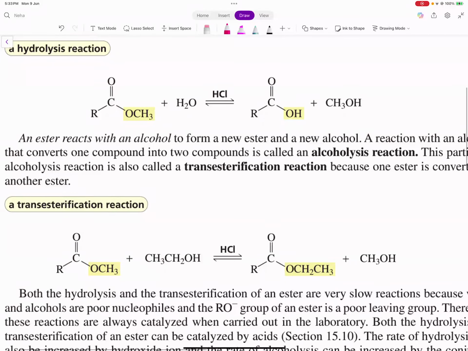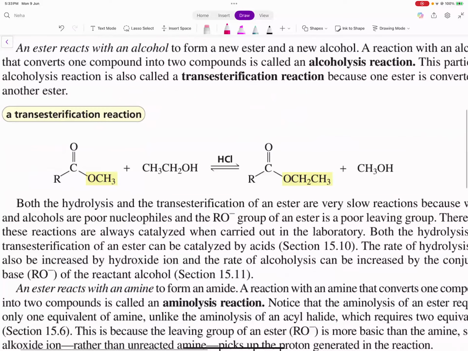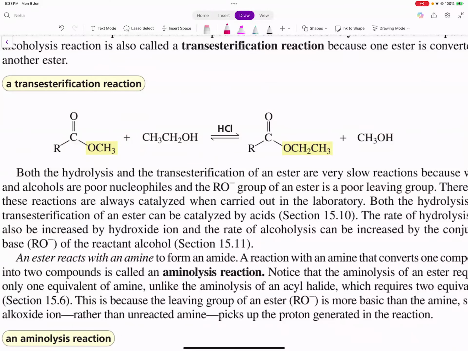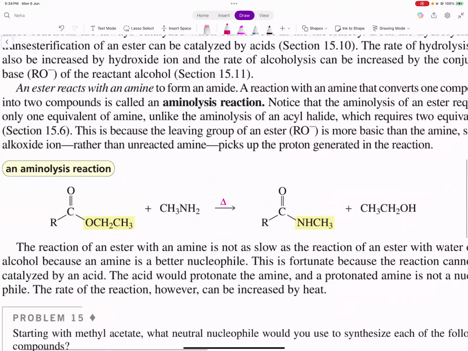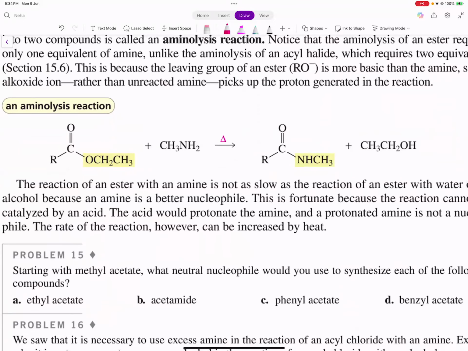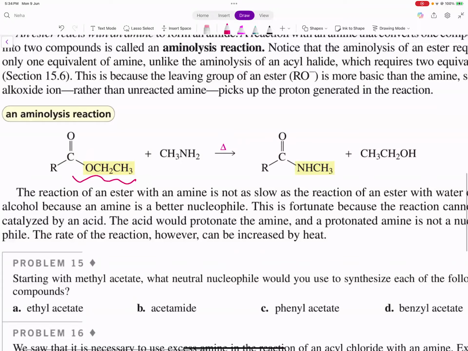The other reaction is a transesterification reaction, meaning we are converting it from one ester to another ester. For example, this is one ester and I have converted it to another ester, and this is my nucleophile, right? So the products are very easy, we can immediately write them. And an aminolysis reaction, again, the nucleophile has substituted this particular group, and the H plus is lost, as we talked about. So these are the three reactions.